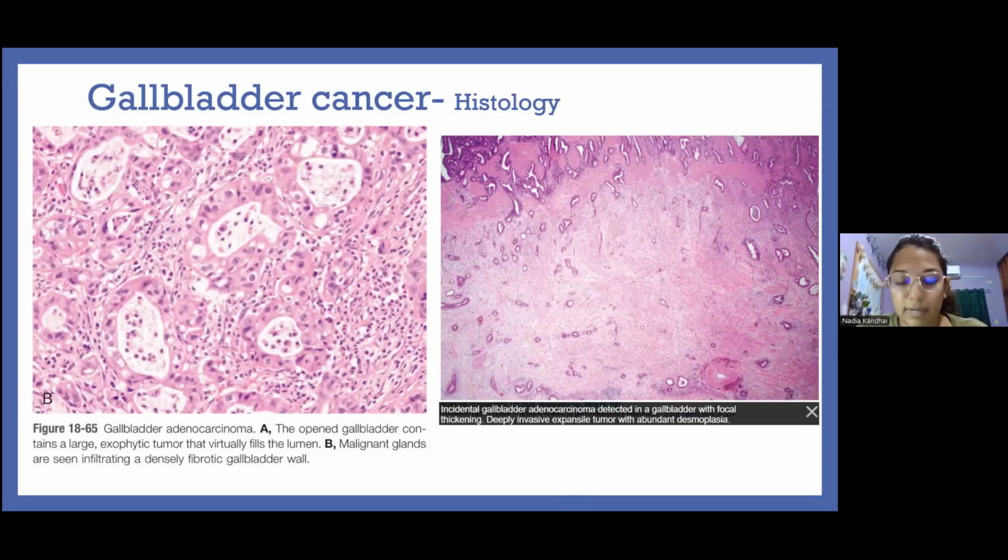Positive stains for gallbladder cancer are CK7, which is strong and diffuse staining. The majority is P53 as well. CEA and CA19-9 in 70 to 90% of cases. IMP3, MASPIN, S100P, and MUC1.